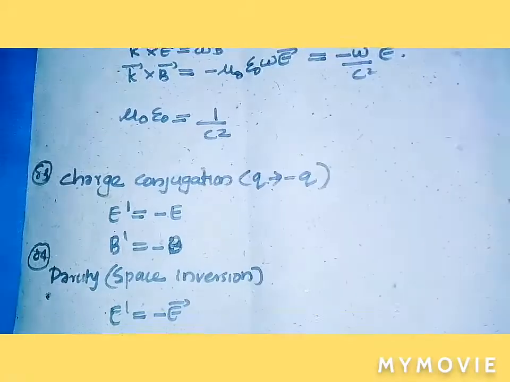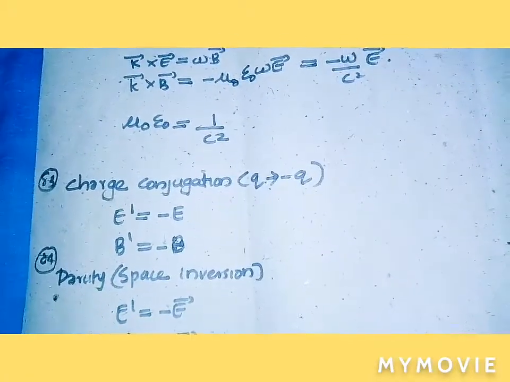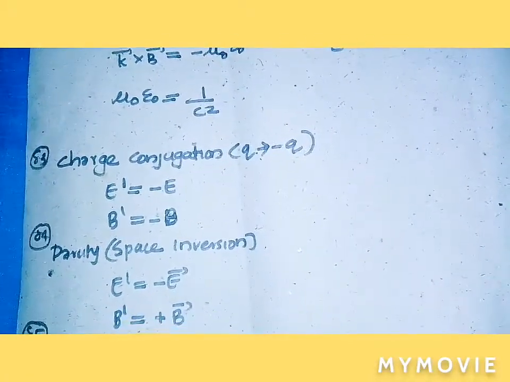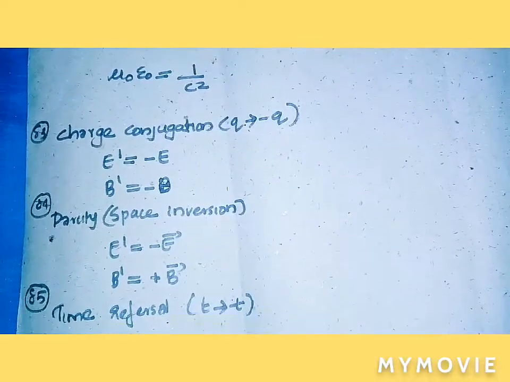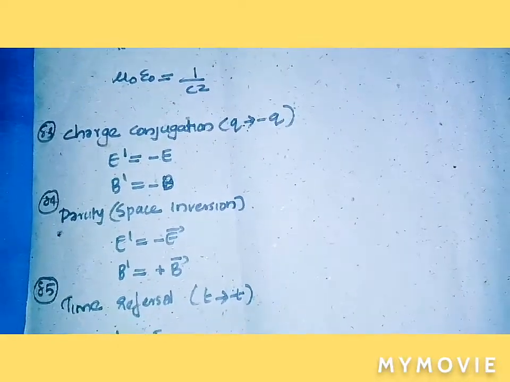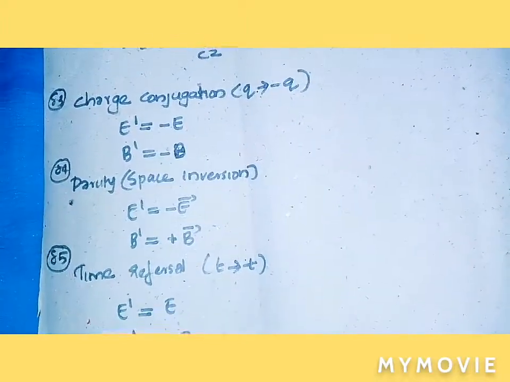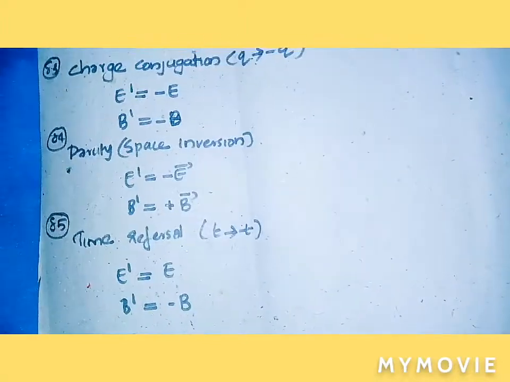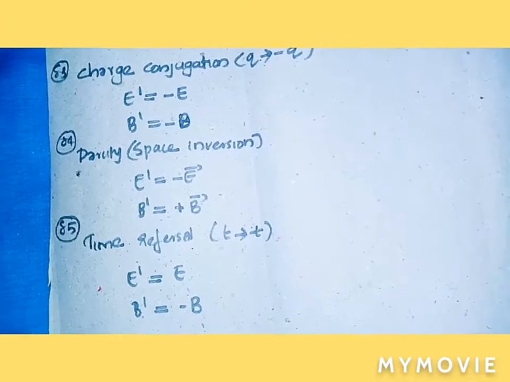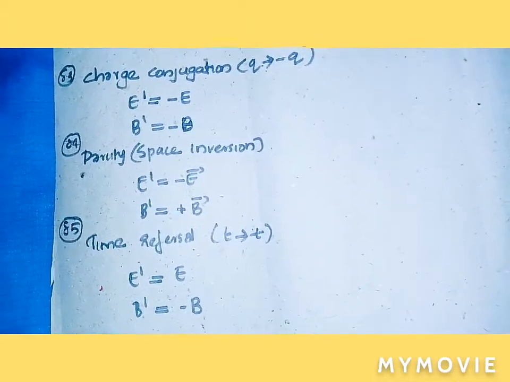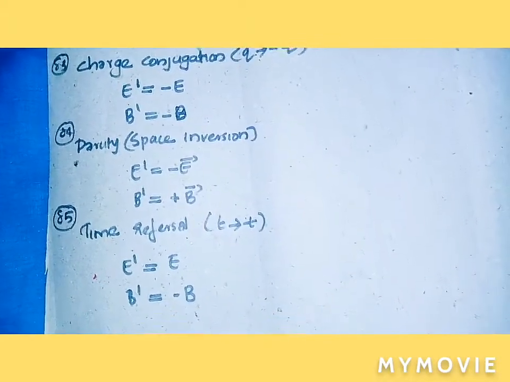Charge conjugation, that is Q changes to minus Q, electric field changes to minus E, B changes to minus B. Parity, that is space inversion, E changes to minus E, B does not change. In time reversal, E does not change, B changes to minus B.